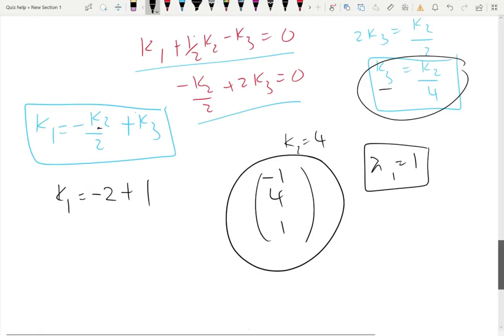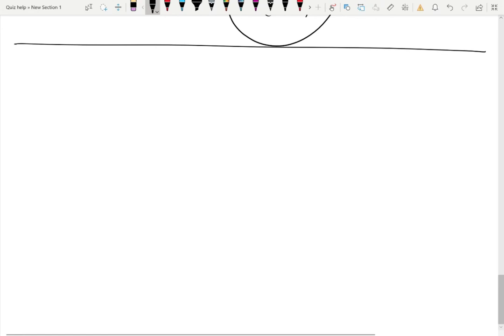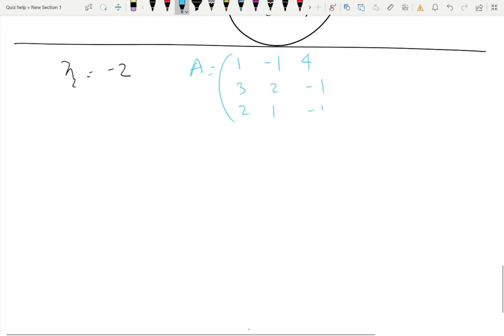So this is correct. Now we move on to the second eigenvalue, which is negative 2. So the matrix A again is 1, negative 1, 4, 3, 2, negative 1, 2, 1, negative 1. You want to find A minus lambda I. So that means A minus negative 2I, which is A plus 2I, right? So A plus 2I will be, excuse me, so we can find that quickly.